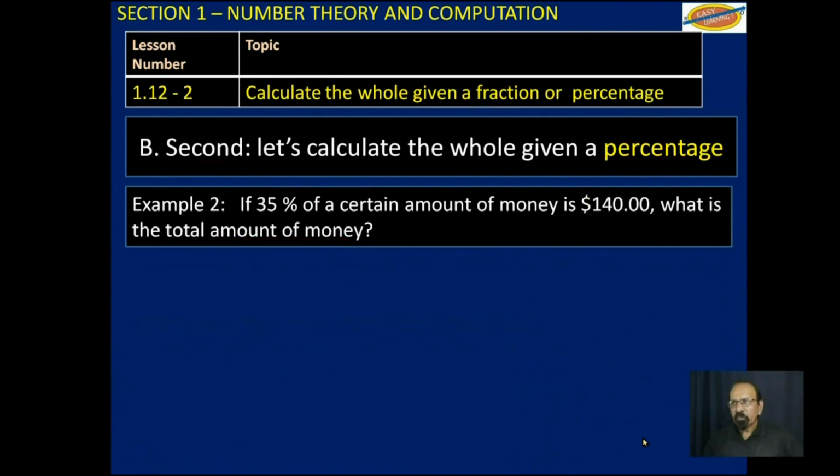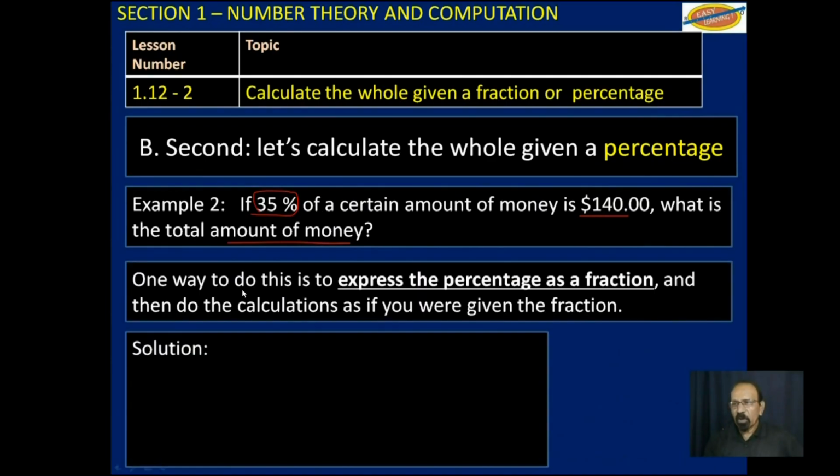Example 2, if 35% of a certain amount of money is $140, what is the total amount of money? Now you see, this is where the principle comes into play, because this is not as easy as the previous example, example 1. So we follow the same procedure. 35 over 100, we express the percentage as a fraction, and then we work it as if that fraction is $140.